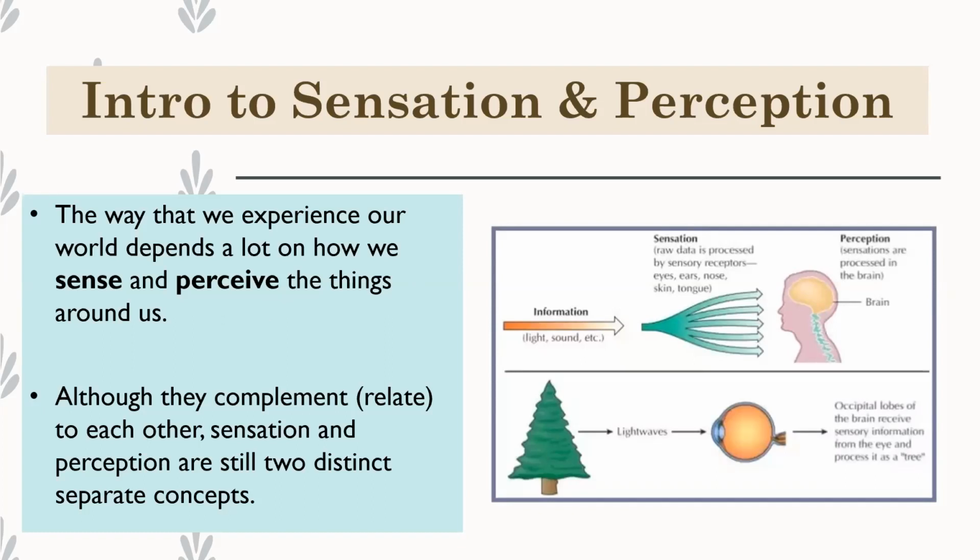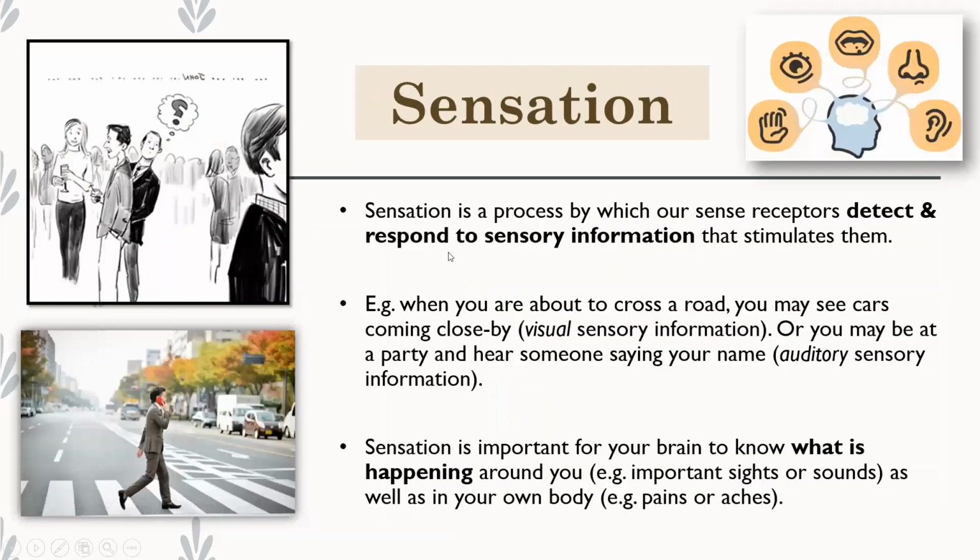one another as well. Okay, so we have to talk about them as not just being separate, but as being complementary or connected to each other. Okay, so sensation is the process by which our sense receptors, that is our ears, our eyes, our tongue, our hands, or any body parts in terms of touch, respond to sensory information that stimulates them.